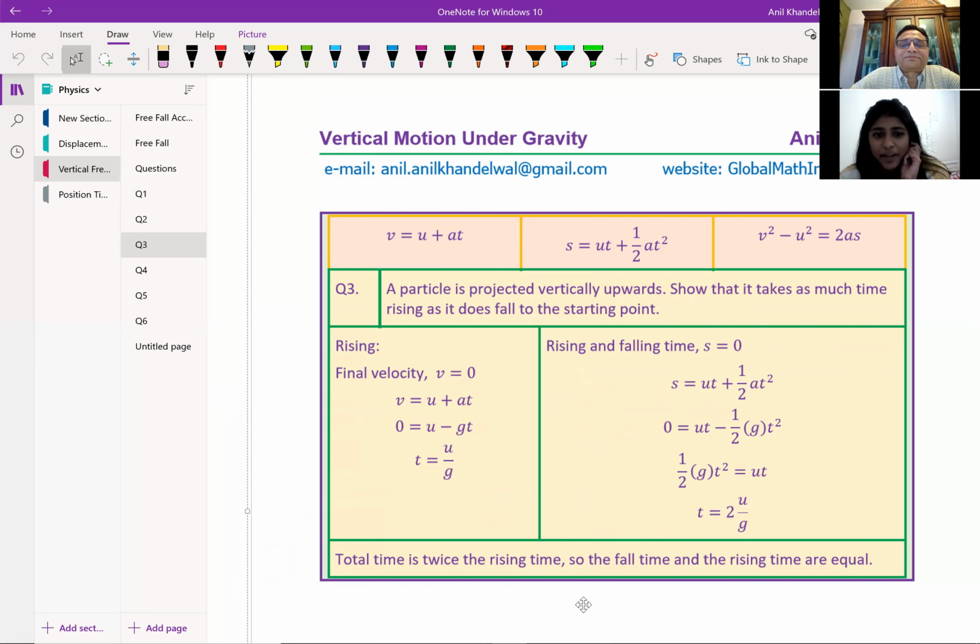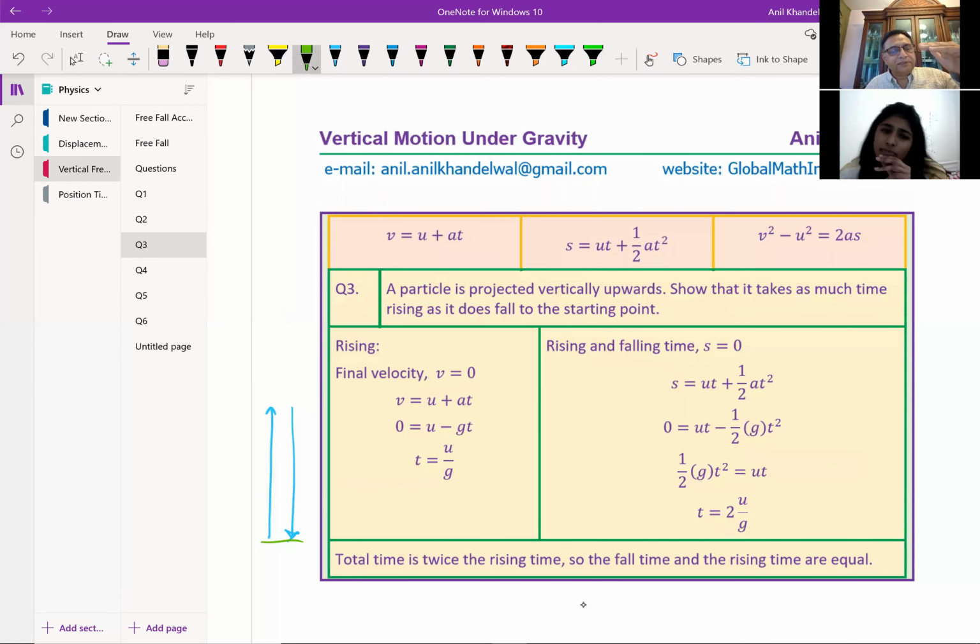A particle is projected vertically upwards. Show that it takes as much time rising as it does to fall to the starting point. Okay, very important. Always it is true, right? So time taken to rise is the same as time taken to fall. So if you know one time, you know the other time. If you know the total time, half of it to rise, half of it to fall.